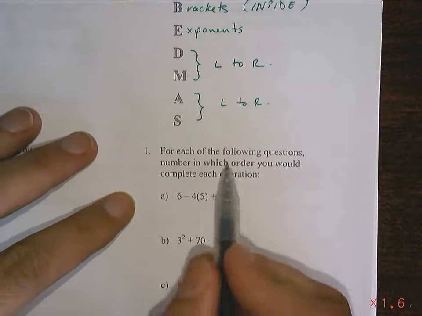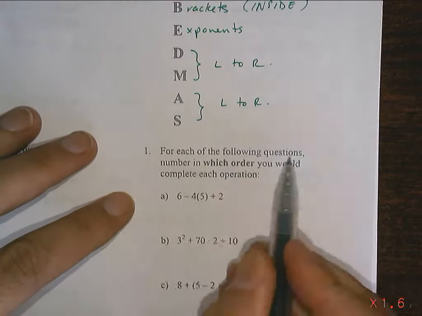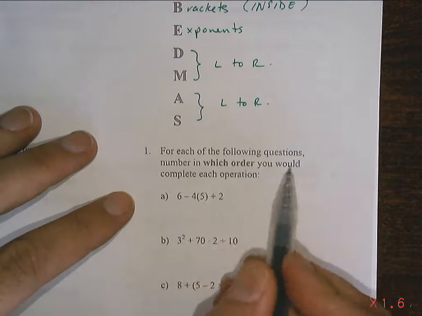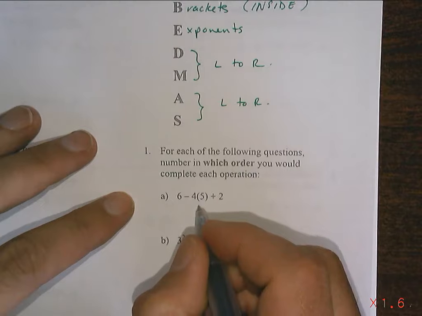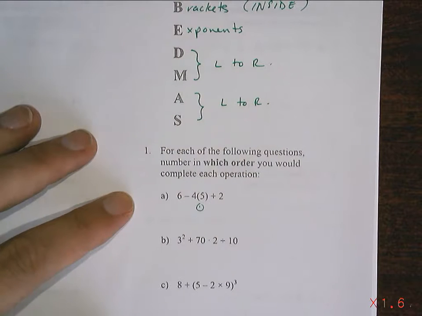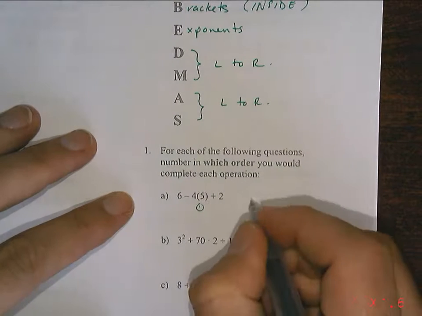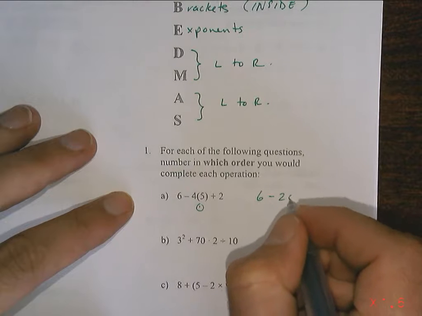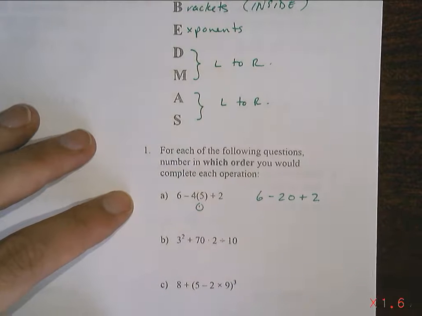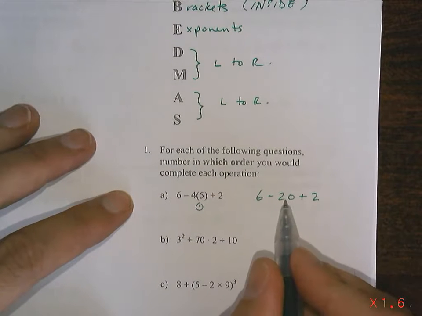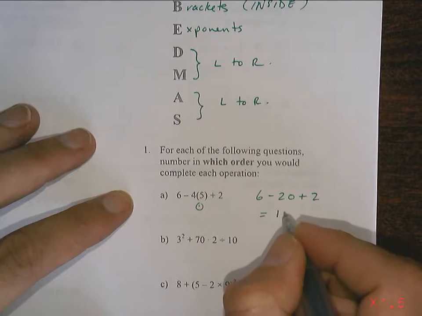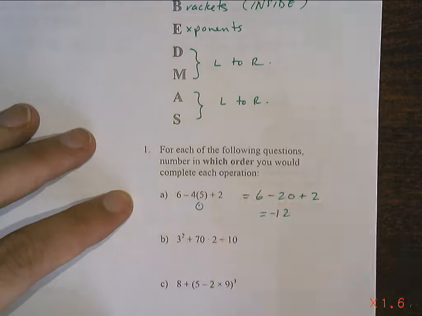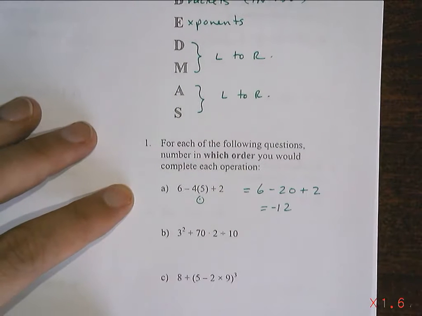For each of the following questions, number in which order you would complete each operation. Well, I would do this operation first, I would do the multiplication first, and then I would do the subtraction and the addition. So bottom line, it's going to look like this. That would be the multiplication first, and then negative 14 plus 2 is negative 12. And equal signs are always in fashion.